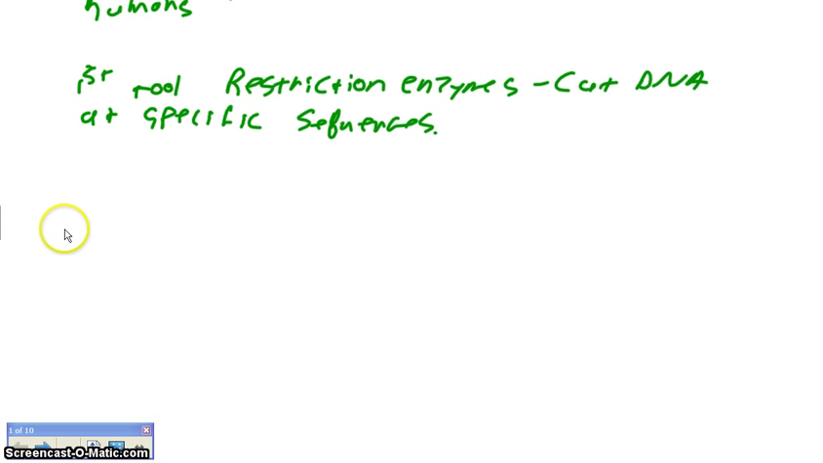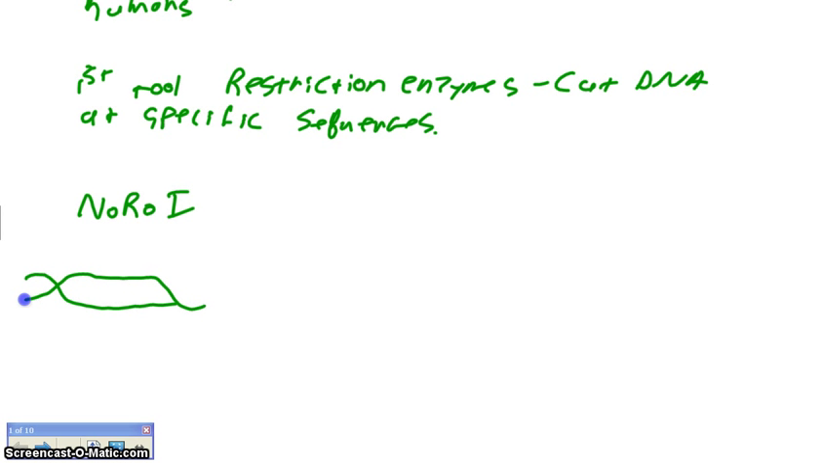So they're proteins, they're enzymes, you remember the workers in our cells that do a specific job. They cut DNA at a specific sequence. So our first restriction enzyme we're going to look at is NotI. I'll draw DNA just so you know that this is a big long strand of DNA that continues, but we're just drawing a little bitty part of it.